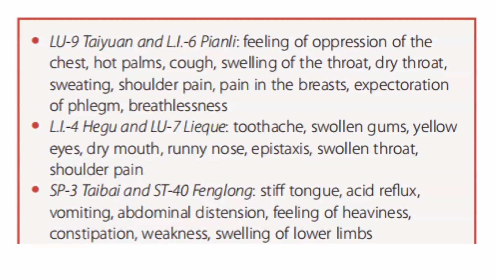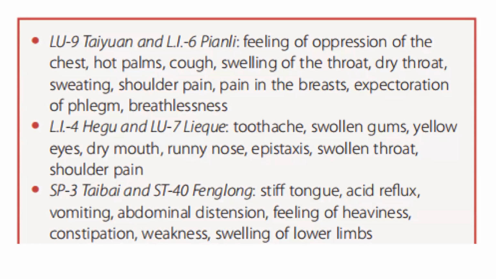So here we have some examples. Lung 9 and LI6 can be used for conditions where there is a feeling of oppression in the chest, hot palms, cough, swelling of the throat, dry throat, sweating, shoulder pain, pain in the breast, expectoration of phlegm, and breathlessness. LI4 together with lung 7 can be used for toothache, swollen gums, yellow eyes, dry mouth, runny nose, epistaxis, swollen throat, and shoulder pain.